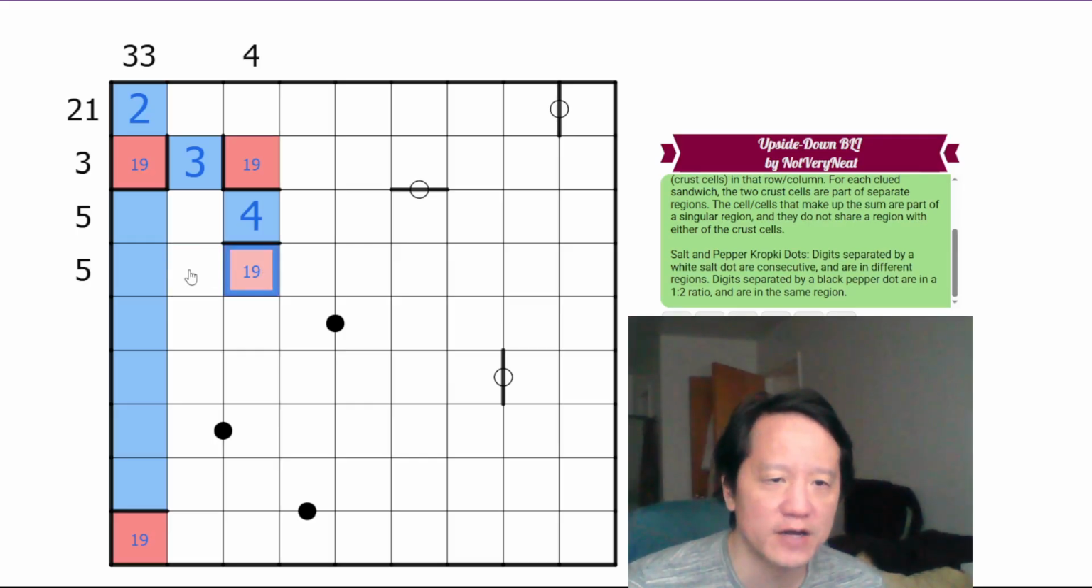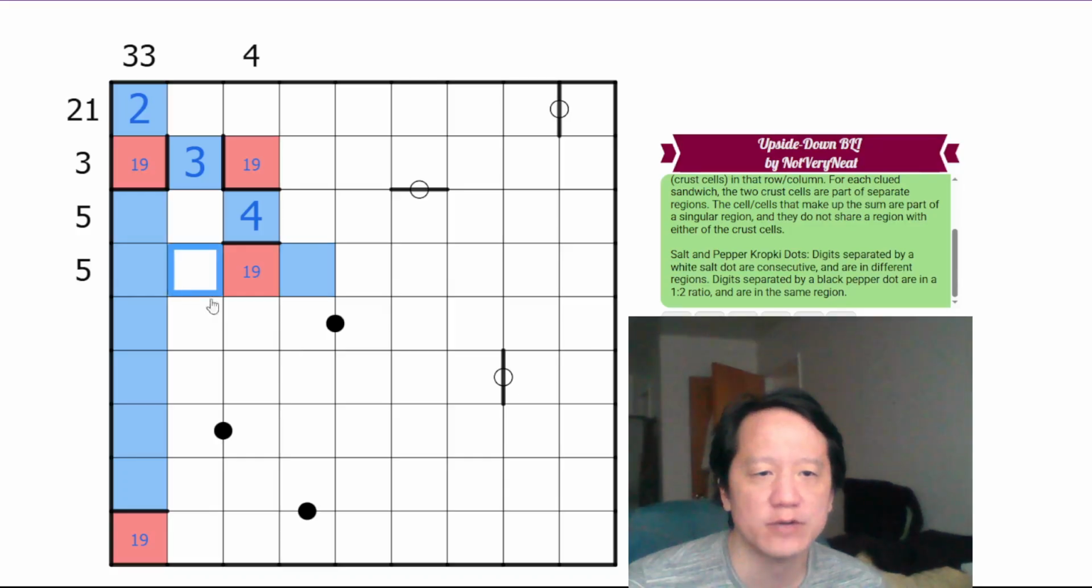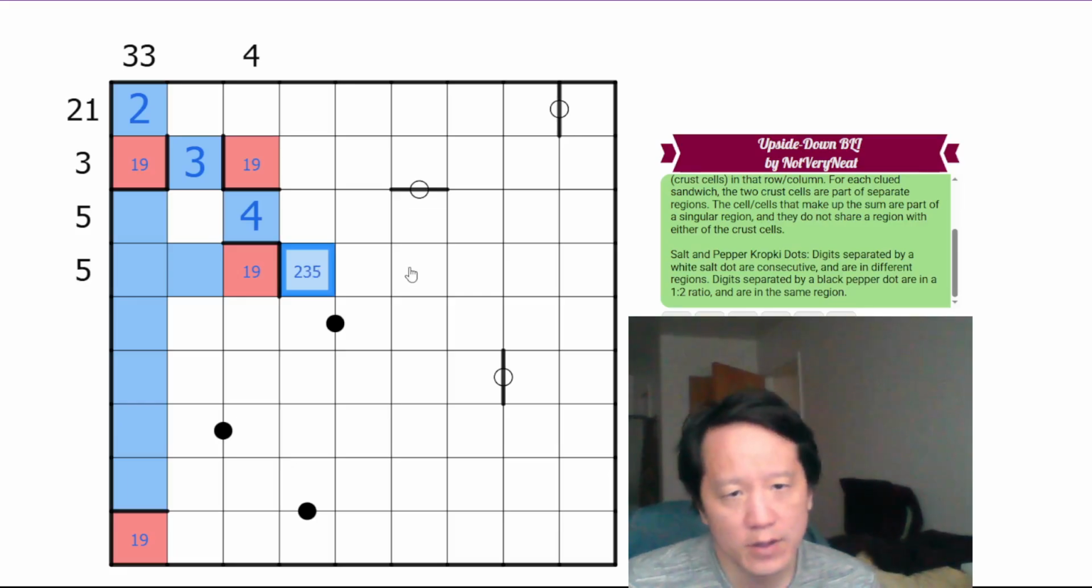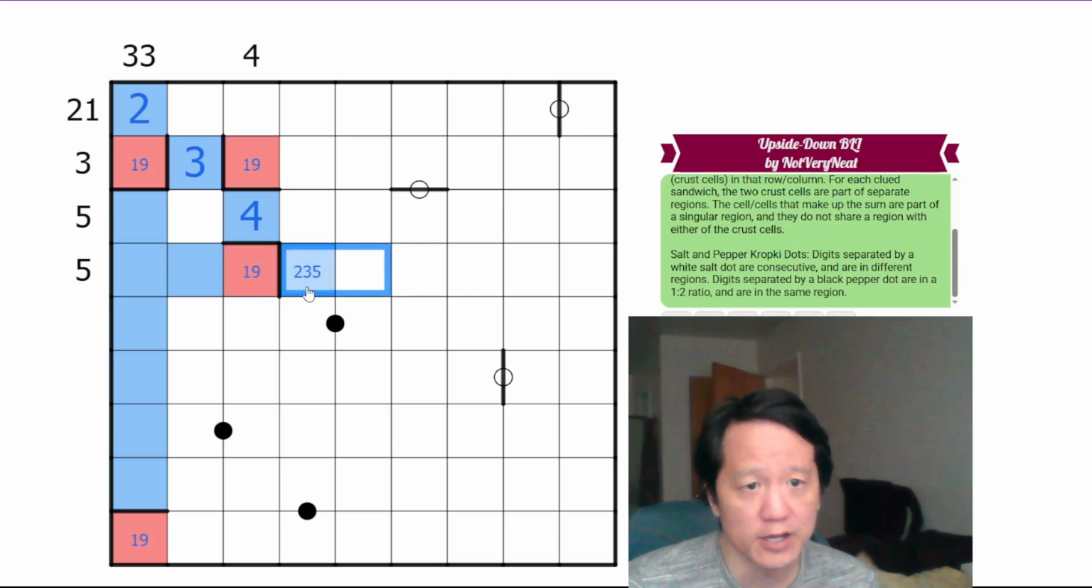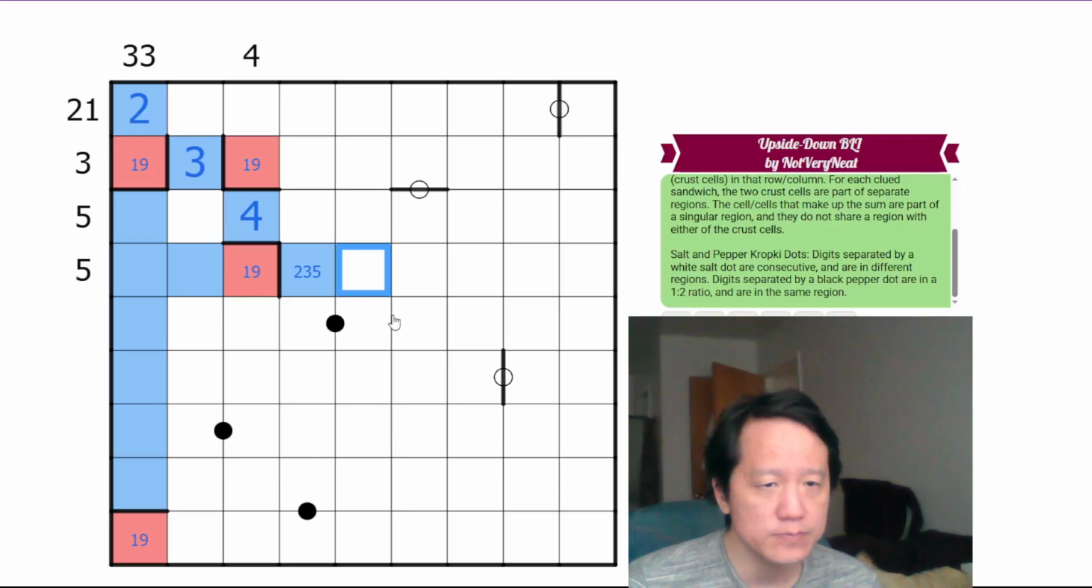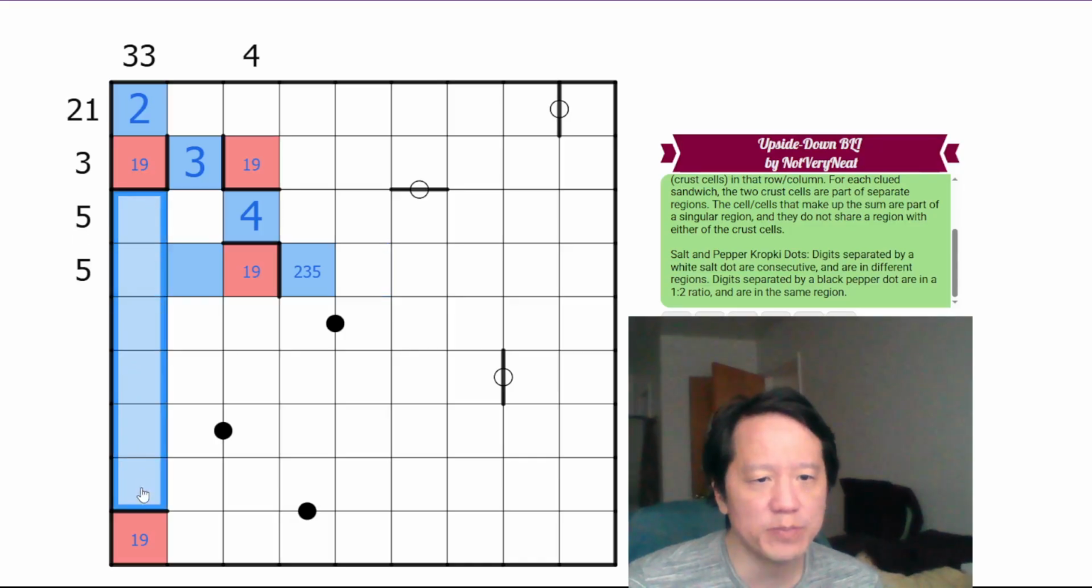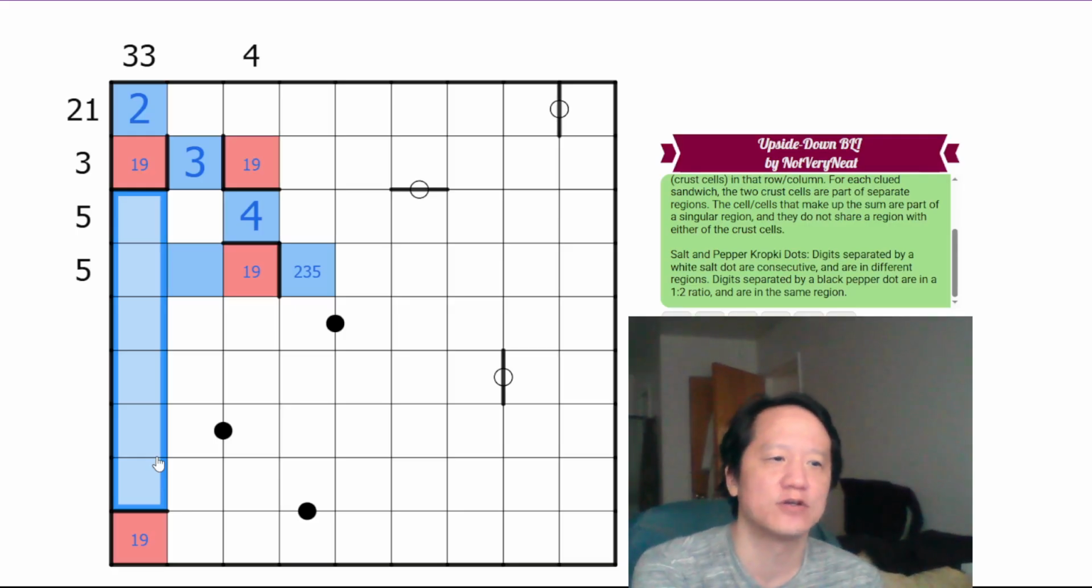This cannot be 5 and 1, 9 here, or this can't be 2 digits here. So we know this is part of a sandwich. This is not. So this has to be an entry here. And this is 2, 3, or 5 here. And it could be 2 and 3 adding up to 5, or it could be 5 adding up to 5 with 1, 9 there. We don't know. Okay. These are all part of the same region. They must be able to access the crust, though.